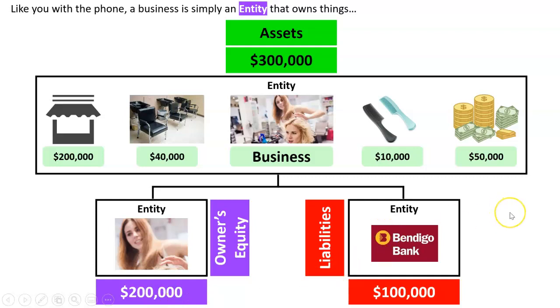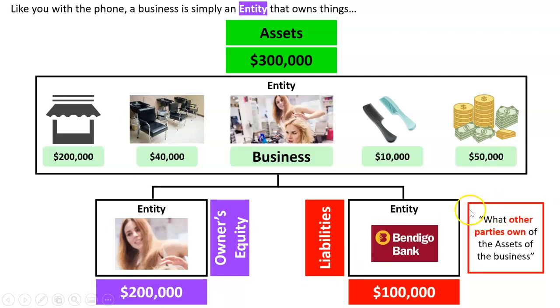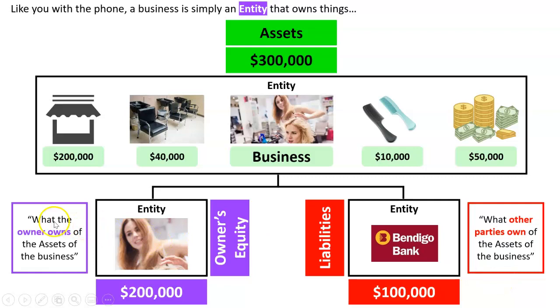Now, that's all very complicated, but something we're going to do to help explain that is look at, well, when you look at it, liabilities, it's really what other parties own of the assets of the business. And when you look at owner's equity, that's kind of what the owner owns of the assets of the business. So let's say this business ended today. This owner said, I've had enough, I'm selling it, everything's got to get wound up.